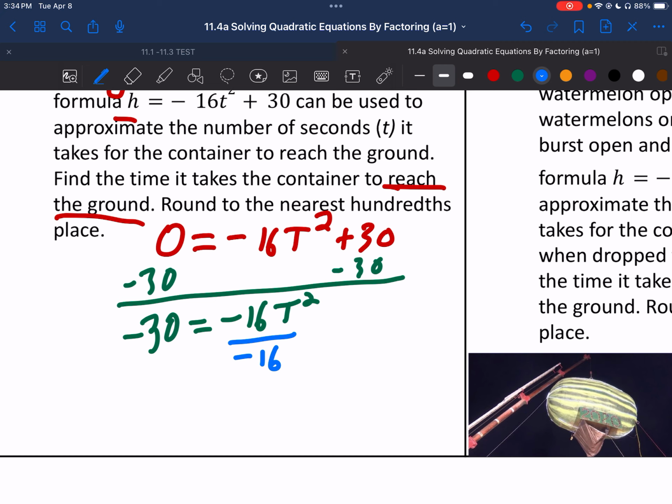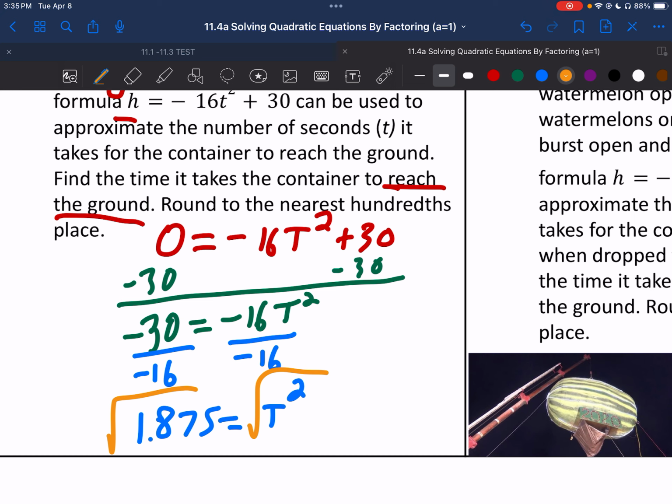And when we do that, we get negative 30 over negative 16 is 1.875 is equal to t squared. And now we take the square root of both sides, and you get plus or minus 1.37 equals t.